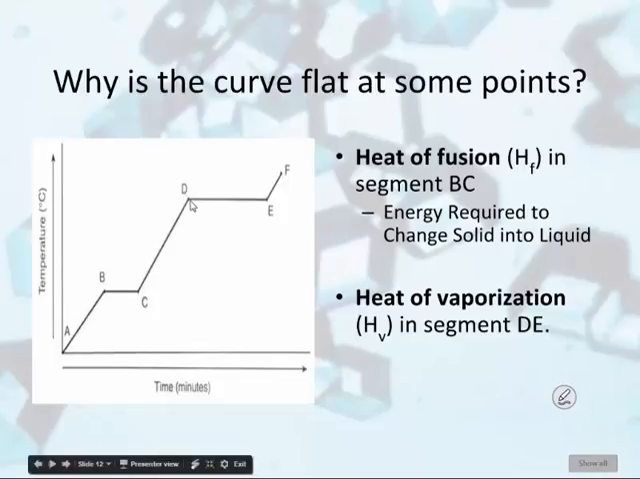And then from point D to E, we call that the heat of vaporization. Again, if it was heat on the bottom instead of time, we could measure the amount of heat required to go from the liquid phase. Our first gas appears here at D, and by the time we get to the end of it, we're completely all gas. We call that the heat of vaporization, and it's symbolized with a delta H. It's the energy required to change a liquid into a gas.